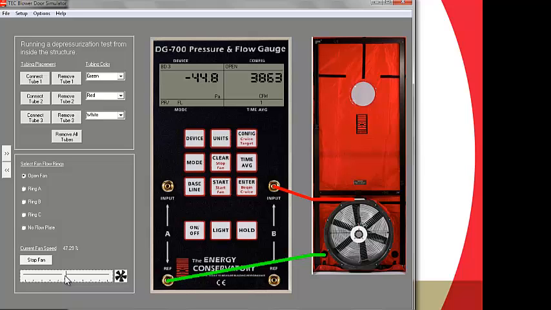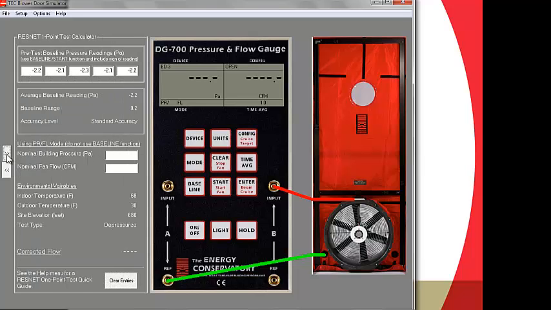Getting pretty close there. Okay, we're pretty good. The software is going to make an adjustment to 50 Pascals anyhow. So now we need to go to 10 second average. Our baselines were 10 second averages, so our CFM 50 needs to be a 10 second average. And it'll flash with a new number. Okay, now negative 48.6.